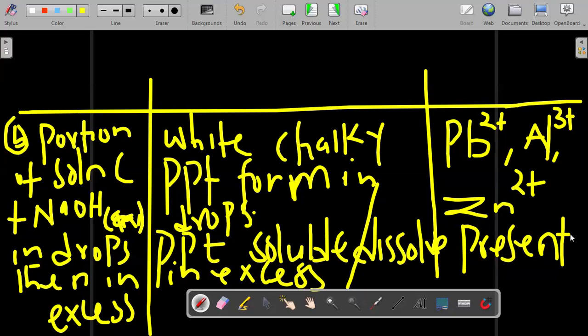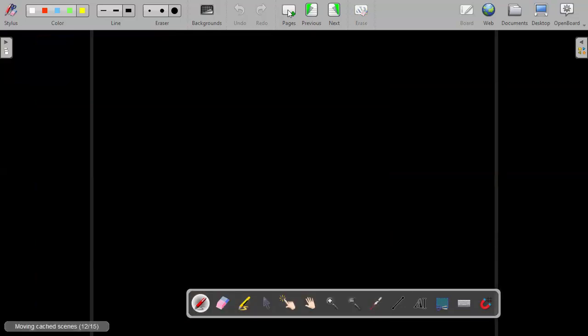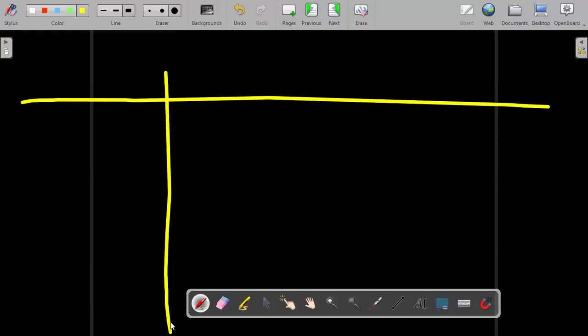Okay. So let's go back to question B, Roman numeral 2. It says, to the resulting solution, add 2 cm cube of ammonia, NH3, in drops, then in excess, and then warm the mixture and allow to cool. Okay? Warm the mixture and allow to cool. So how do you present it? I will not draw a different table, we are still continuing with the table, nothing changes. It is a continuation.